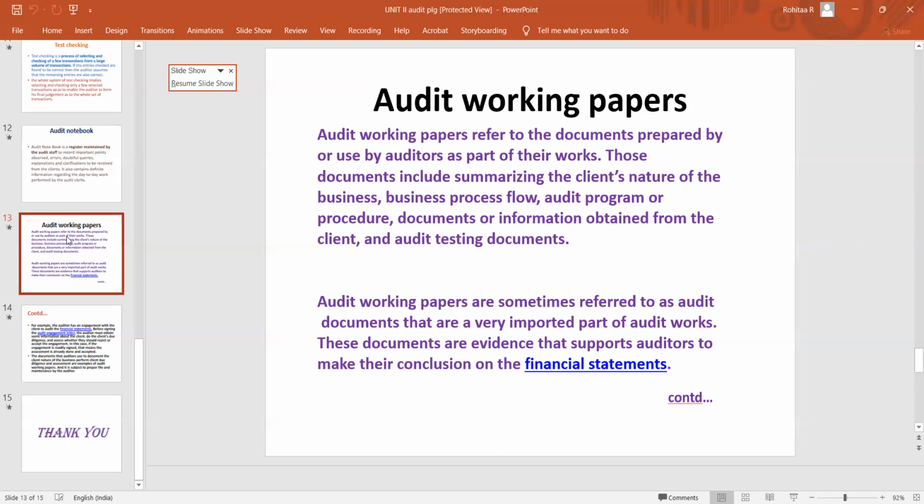That is a very important part of audit work. These documents are evidence that support the auditors in making the conclusion on the final financial statements.